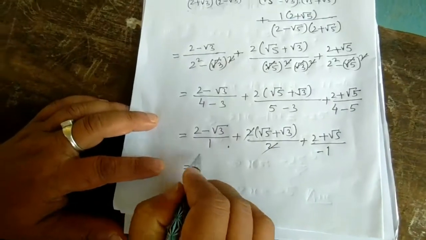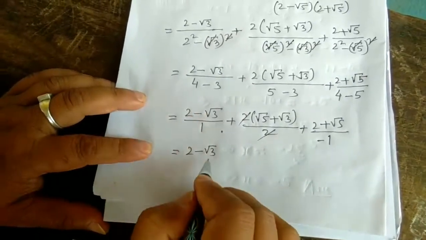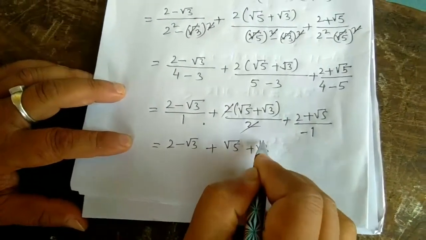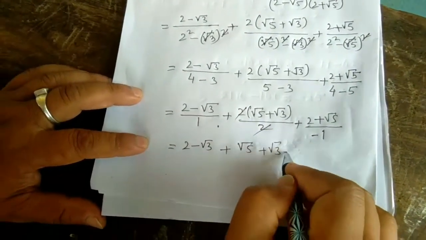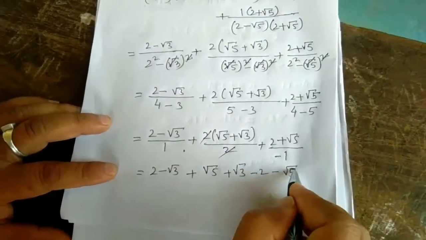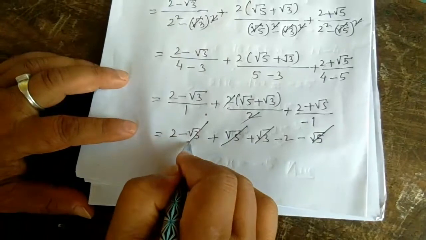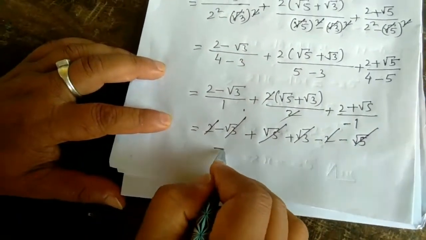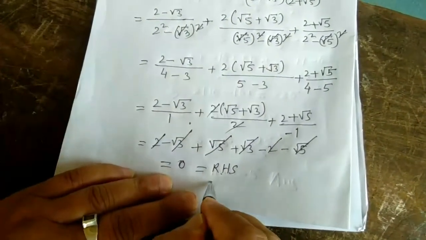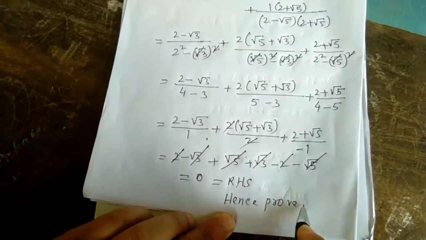Alright, no? Then 1 is meaningless in the denominator, so we'll write as it is, 2 minus root 3, root 5 plus root 3, minus into plus minus 2, minus into plus minus root 5. Okay, negative root 5, positive root 5 cancel, positive root 3, negative root 3 cancel, negative 2, positive 2 cancel, equal to 0, equal to right hand side. Hence proved, P R O V E D. Okay.